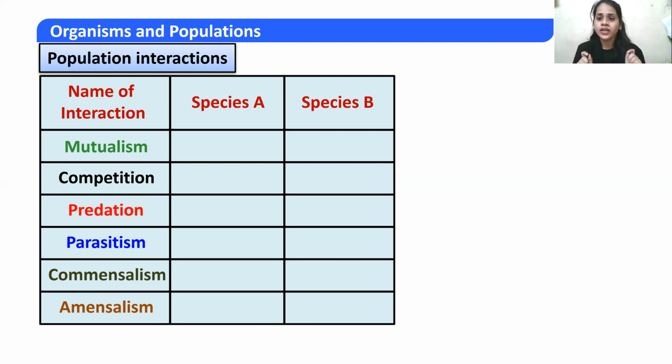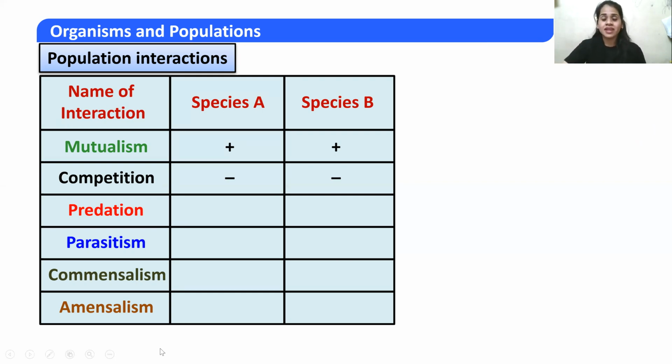So what happens in mutualism? Let us see. In mutualism, mutual means you can understand the word association, right? Together. So here in mutualism, species A as well as species B are both going to benefit from each other. That's why I've written plus. Plus means it's going to benefit from each other.